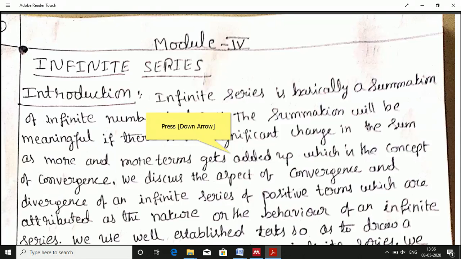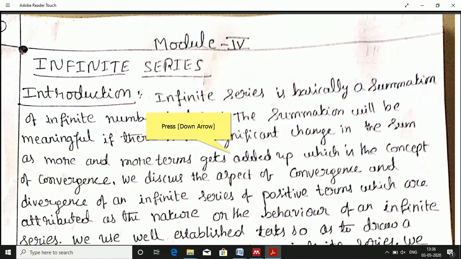As you will know, the sum of the terms of a sequence is nothing but a series. A series containing infinite number of terms is an infinite series. And this summation will be meaningful if there is no significant change in the sum as more and more terms get added up. That is the concept of convergence. We discussed the aspect of convergence and divergence of an infinite series of positive terms, which are attributed as the nature or the behavior of an infinite series.